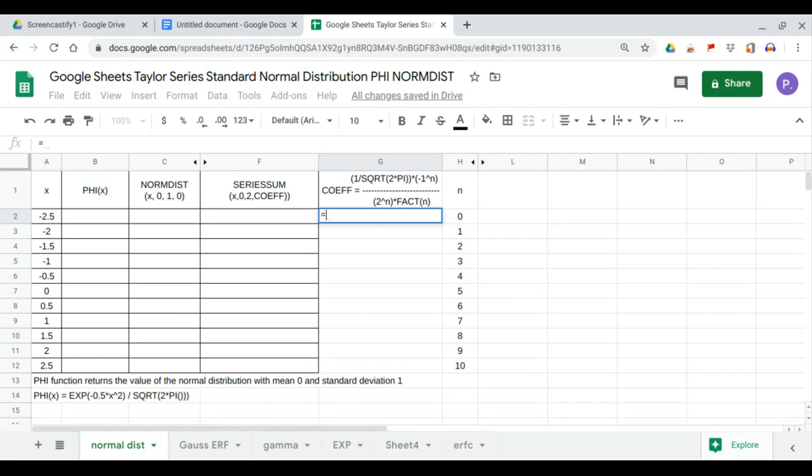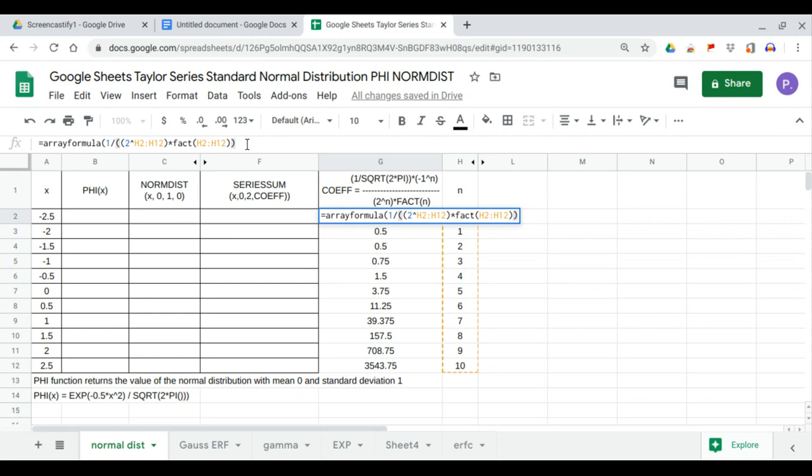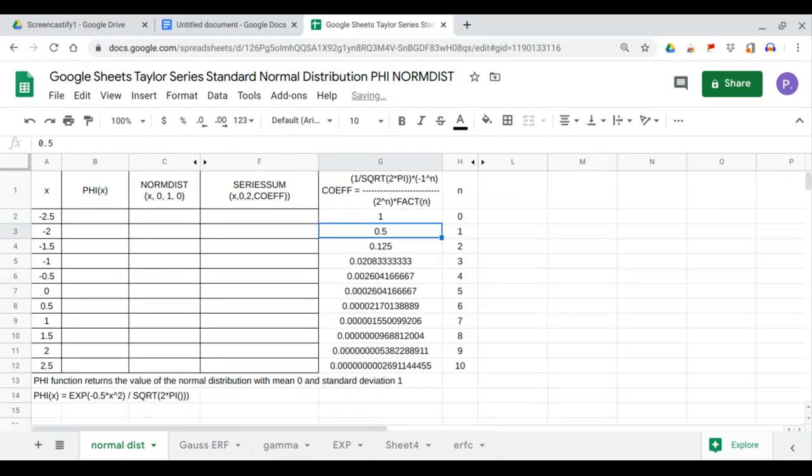So we begin with the calculation using the denominator, which is our formula. 1 over 2 times n factorial, 2 to the power n, times factorial n. So that's the denominator part.